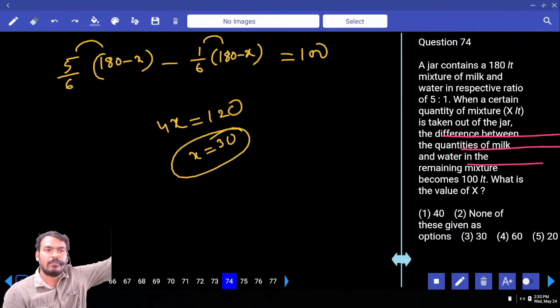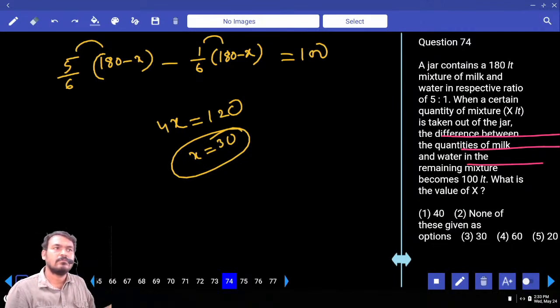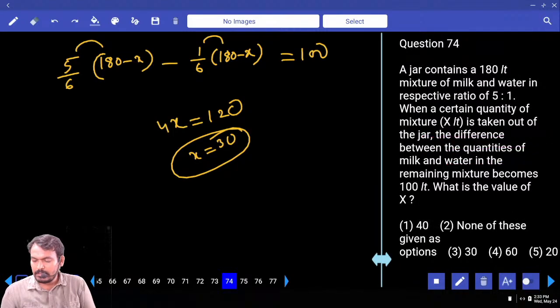Left hand side more value, right hand side less value or not? Okay. What is the answer? 30.